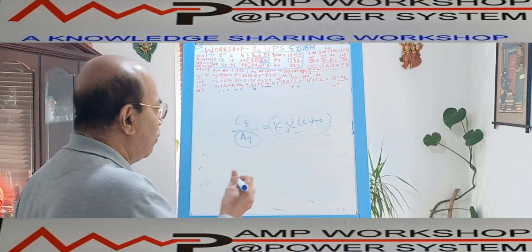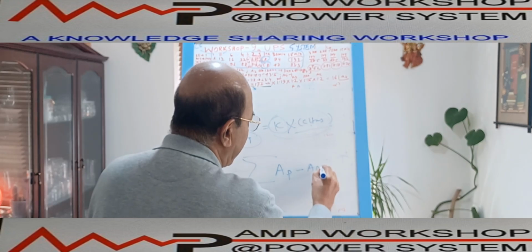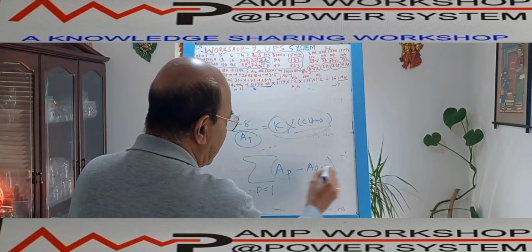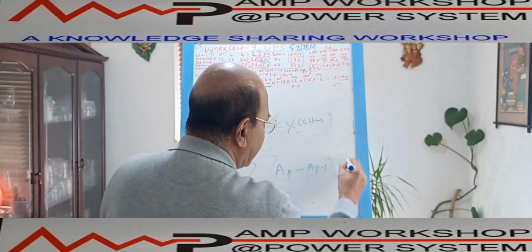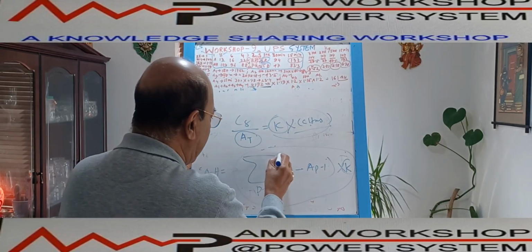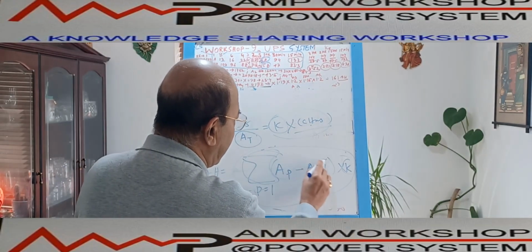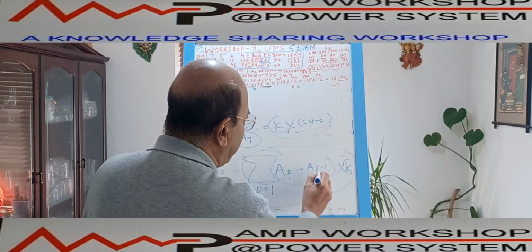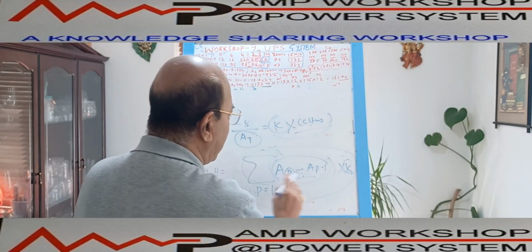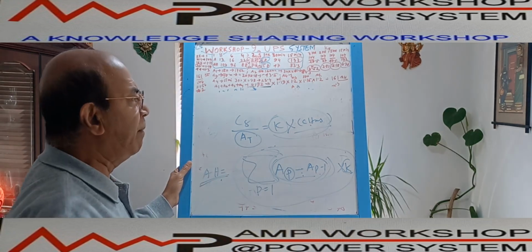Then you have to sum up all these areas. That means if P is the time, then (A_P minus A_P-1), the current change at that time compared to the previous time, multiplied by the K factor gives the ampere hour capacity of that particular section, summed over P equals 1 up to whatever is decided. In this way, if you sum up all the areas, that will give you the total ampere hour capacity.